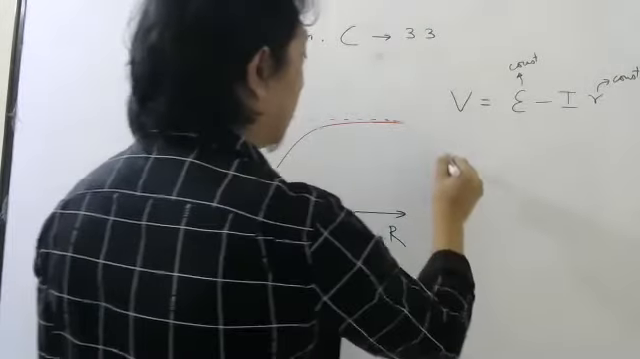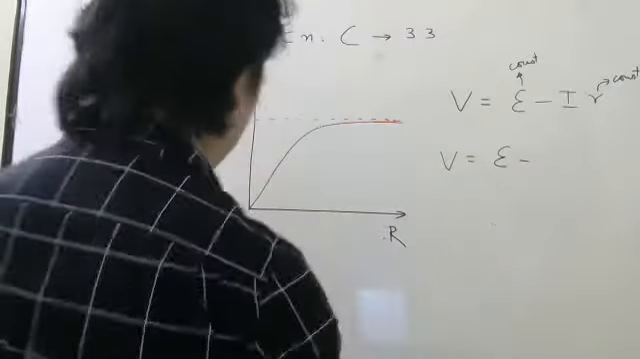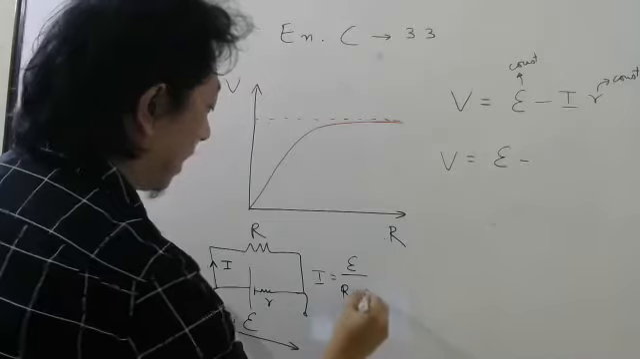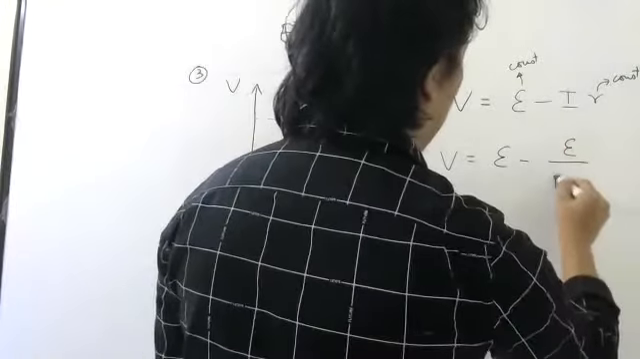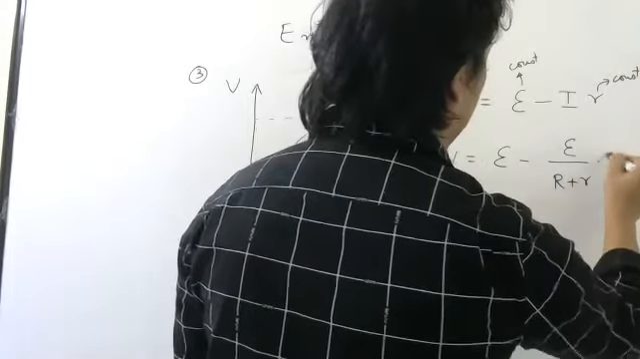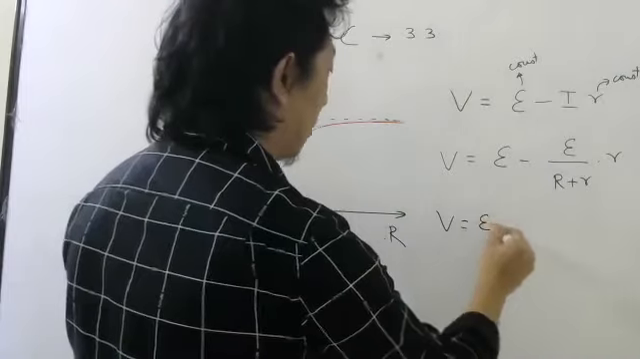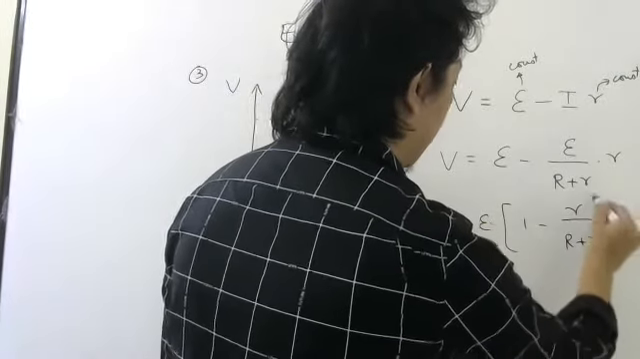How do I bring resistance here? Capital I is the current here. Current here is how much? E divided by R plus r. Yes or no? So current is E divided by (R plus small r). So I can write V equals E common, 1 minus small r by R plus r.